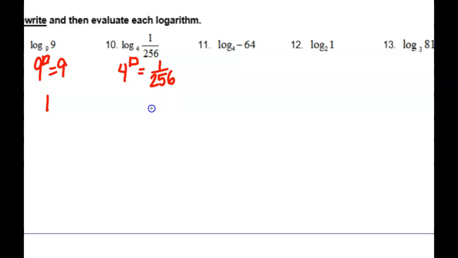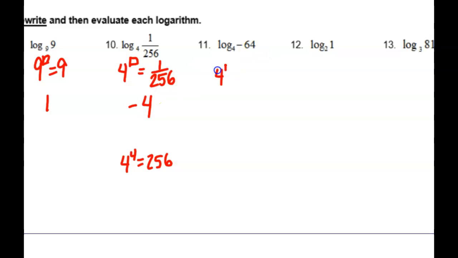Well, you could use your calculator. What is going to make it 1 over, guys? A negative. But then what power of 4 is 256? Is it 4 to the 4th? Okay. So again, we did 4 to the 4th and got 256. So then the fact that it was in the denominator made this negative 4.